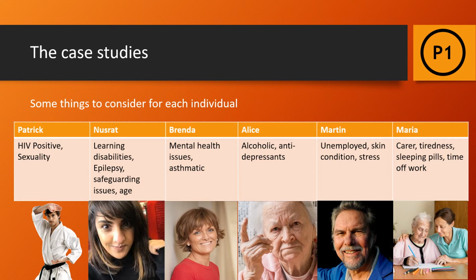Martin has become unemployed. He's got a skin condition and is feeling stressed. And lastly, Maria is a teacher, but she's also a carer for her mother, who has dementia, so she's experiencing lots of tiredness, and uses sleeping pills. She needs time off work, and there are also issues of stress. You could also, to some degree, talk about her mum as well, as almost like the buy one get one free case study.